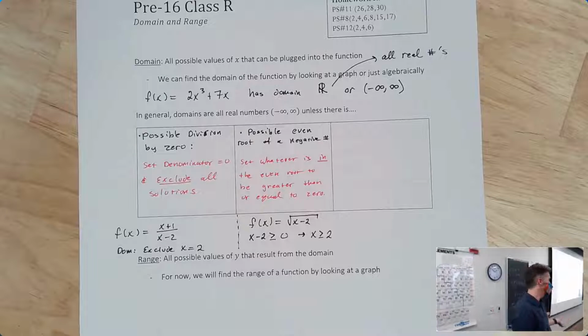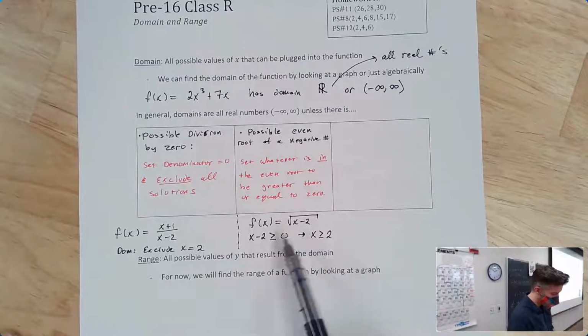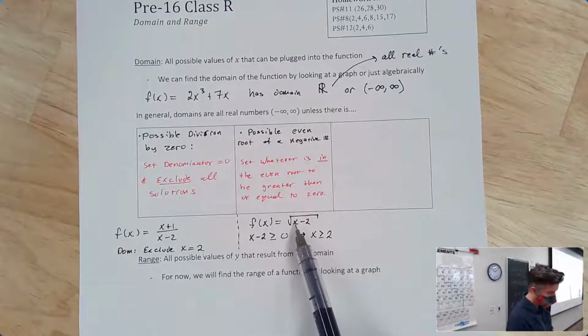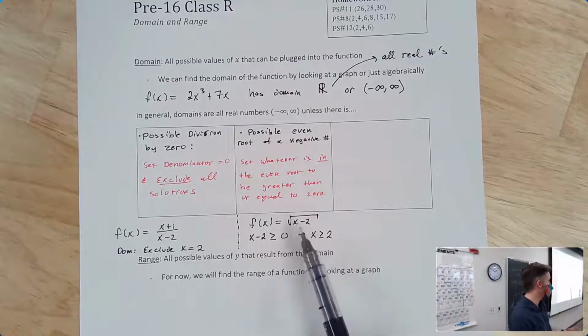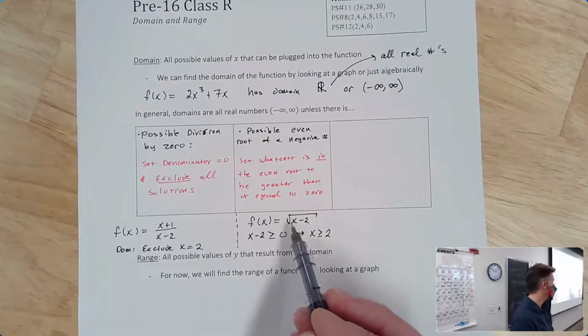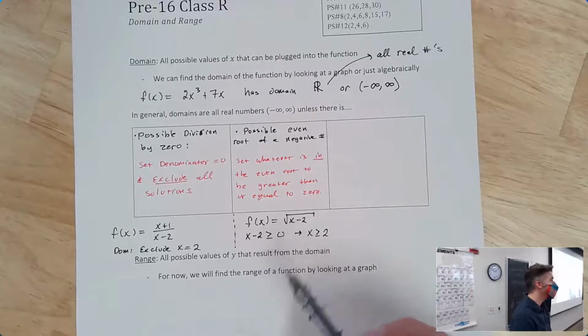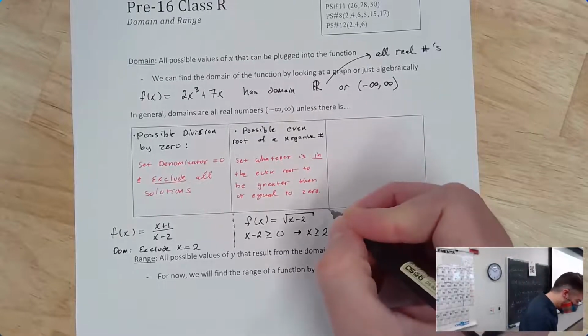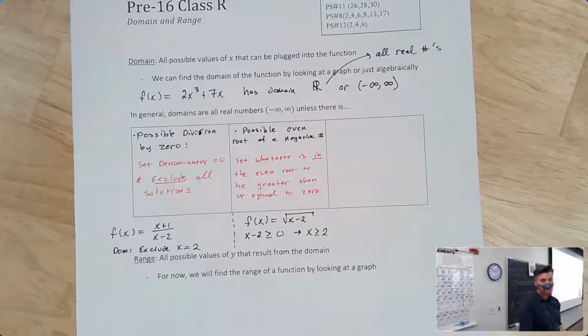2, 2.1, 2.3, 3, pi, all the things, right? 1,000, a billion, but nothing smaller than 2, right? You can't have 1 or 0 or negative 3. Because if you plug in something smaller than 2, like 1, then 1 minus 2 is negative 1, and we can't take the square root of a negative. And that would be true if it was a square root or a fourth root or a sixth root or any even root.